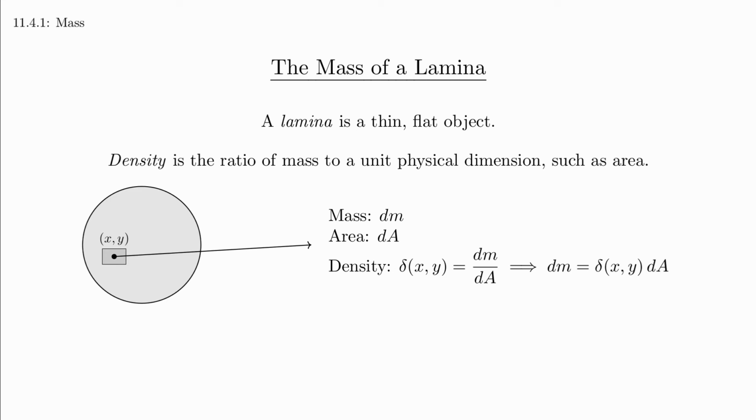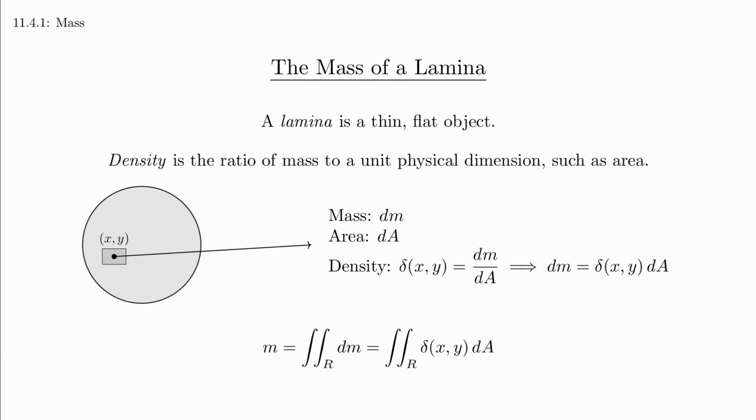We can also clear the fraction to get this useful relationship. The mass of a small piece of lamina is equal to the density multiplied by the area. This formula holds for any type of density if you replace the area element with the appropriate measurement for the given situation. Now that we've worked with the concept of density, let's try to get the total mass of the lamina. The total mass m is the sum of all those small masses dm. Each small mass can be calculated as the density multiplied by the area, which we will write as dA. So this is the formula for the total mass.